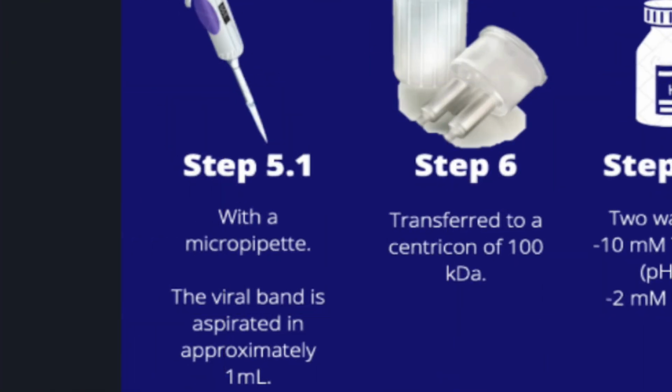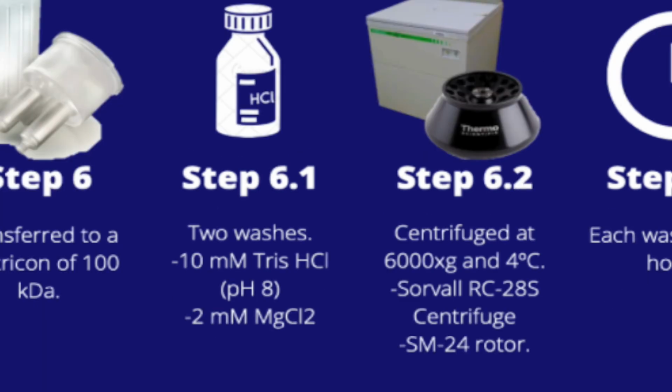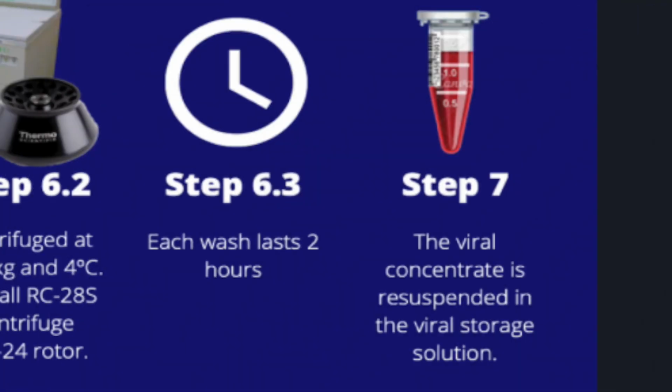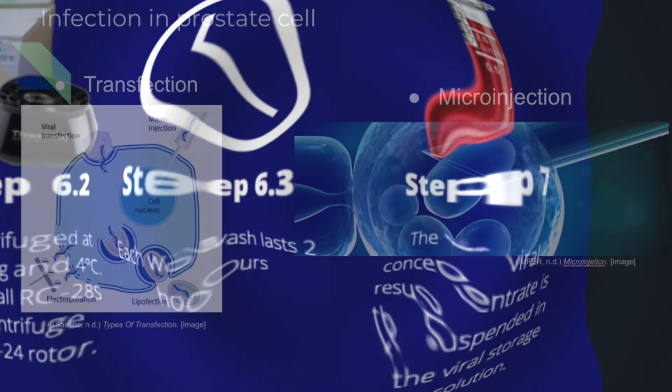Then, with a P1000 micropipette, the viral band is aspirated in approximately 1 ml and transferred to a Centricon of 100 kilodaltons. Then, 2 washes are carried out with 10 mM Tris-hydrochloric acid pH 8 and 2 mM magnesium chloride, and then centrifuged at 6,000 g with a Sorvall RC-28S centrifuge and SM-24 rotor at 4 degrees Celsius. Each wash lasts 2 hours. Finally, the viral concentrate is resuspended in the viral storage solution.